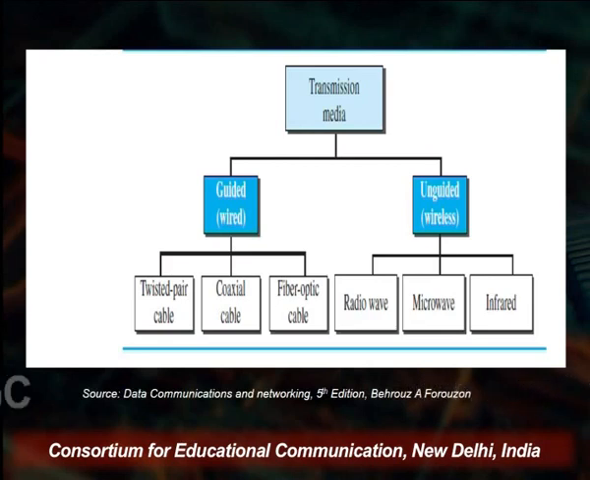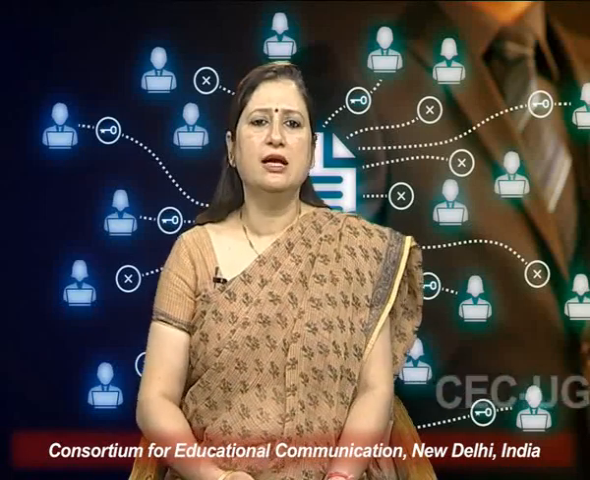In guided media we will talk about twisted pair cables, coaxial cables, and fiber optic cables. In unguided media we will talk about three types of waves: radio waves, microwaves and infrared waves. First we will look at guided media and then unguided media. In guided media, as I already said, the signal will be directed and contained in the limits of the medium.